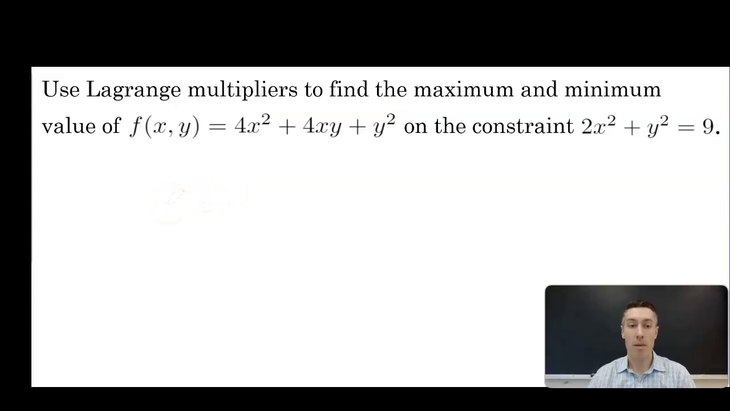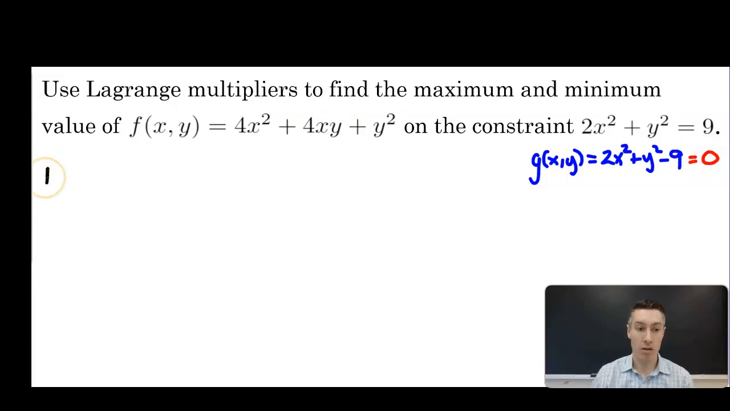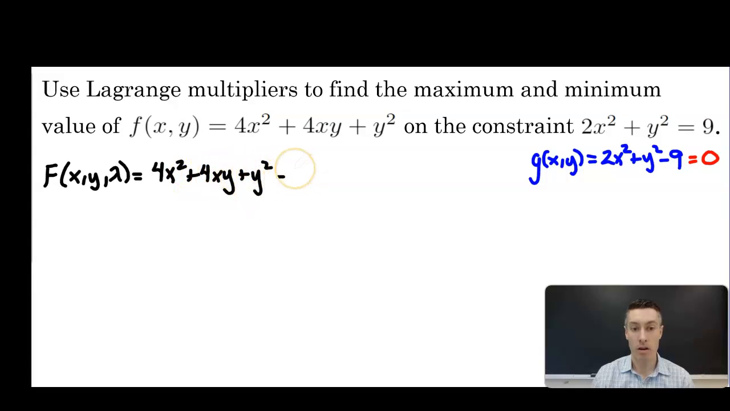Now find the maximum and minimum of 4x squared plus 4xy plus y squared on the constraint 2x squared plus y squared equals 9. Okay, so our constraint g of x, y is 2x squared plus y squared minus 9. That will make that equal to 0. Create our Lagrangian function, so L of x, y, lambda: 4x squared plus 4xy plus y squared minus lambda times (2x squared plus y squared minus 9).